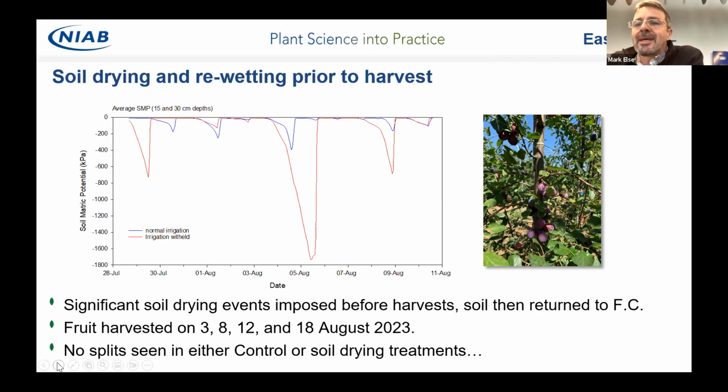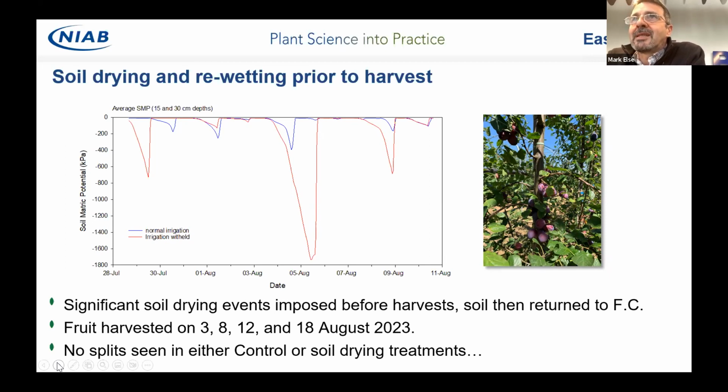But we also wanted to test the hypothesis about whether we could dry the trees down significantly before harvest, and then apply a sudden irrigation event in order to see if we could initiate any splitting or cracking in the fruits. You can see there the graph with the blue line, that's the commercial control, where we're irrigating to keep the moisture content at a reasonable level. And you can see the matric potential shoots down in the red line to quite significantly low values, immediately before harvest, and then we apply an irrigation event to bring the moisture content back up to field capacity very quickly.